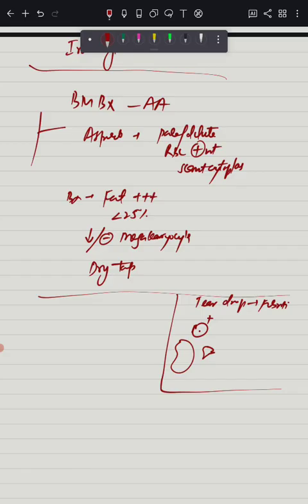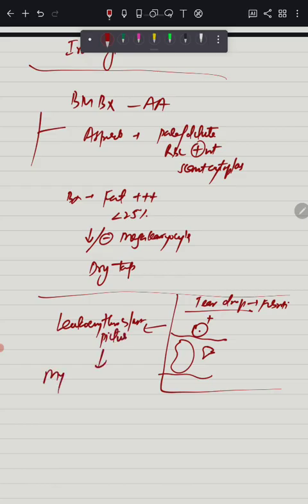For instance, this leukoerythroblastic triad: teardrop cells, nucleated RBCs, and immature myeloid cells. This is a leukoerythroblastic picture. It is seen in myelofibrosis, and for instance metastasis or myelophthisis, and third is severe infection or sepsis.